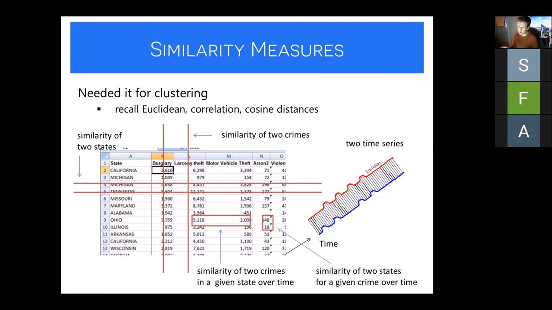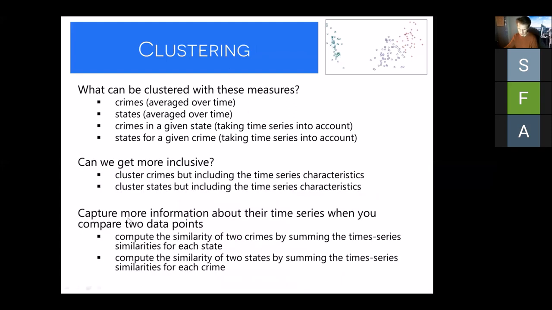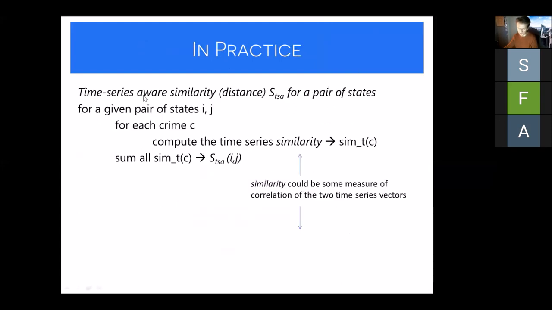Or make one comparison for each year and plot them all together in one particular visualization. Then you can see trends as they happen over time. You can also compute this time-aware similarity distance for a pair of states. For a given pair of states, i and j, for each crime, you compute the time series similarity, which is this, and sum all of them up. And for each pair of states, you do this.